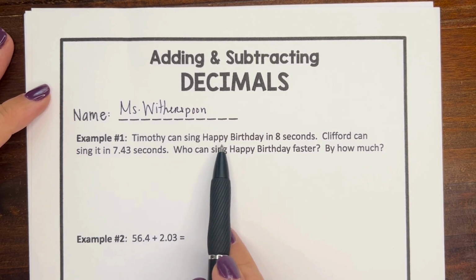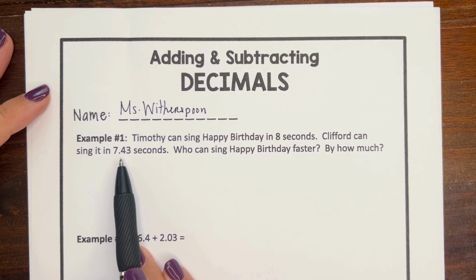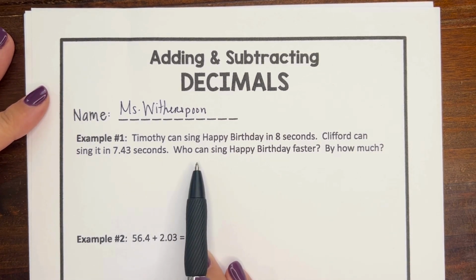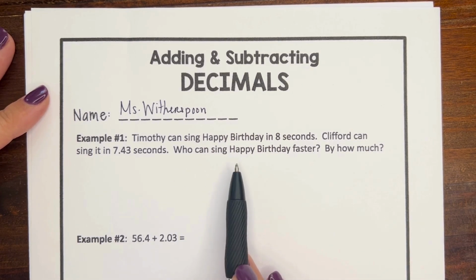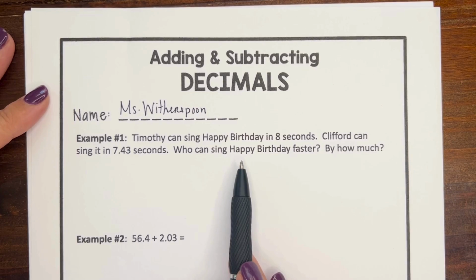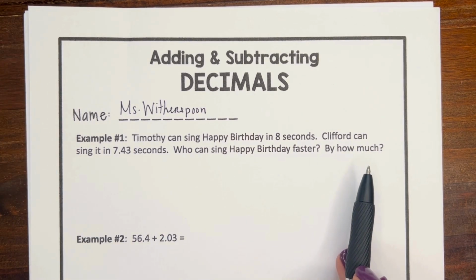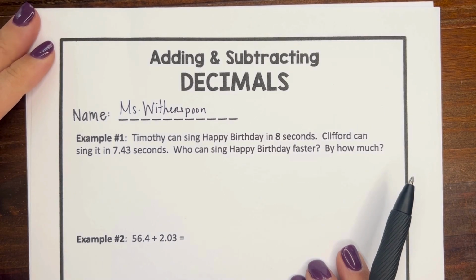Timothy can sing Happy Birthday in 8 seconds. Clifford can sing it in 7 43/100 seconds. Who can sing Happy Birthday faster? By how much? Okay, so 2 things are happening here. We're comparing these numbers, and then we're also finding the difference. What operation do I use to find the difference between 2 numbers? If you said subtraction, you are right.